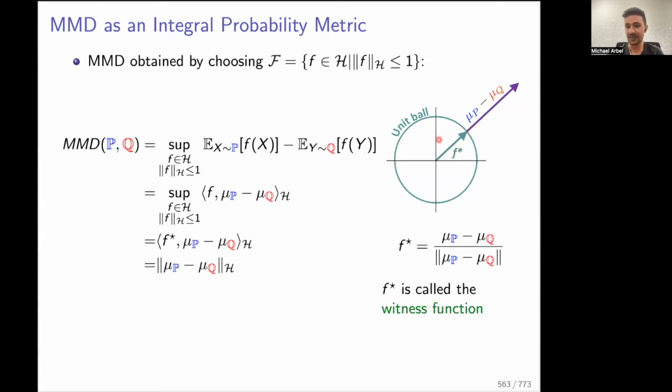And in the end, the optimal function would be the one that is exactly this difference in mean embeddings, normalized in terms of the RKHS norm. And this optimal function is called the witness function. So if we plug it into the expression of the MMD, we just recover exactly the RKHS norm of the difference in mean embeddings. So the two definitions are really equivalent.